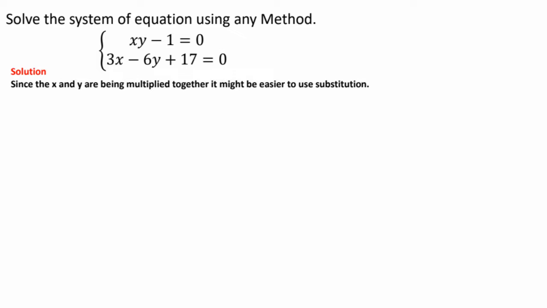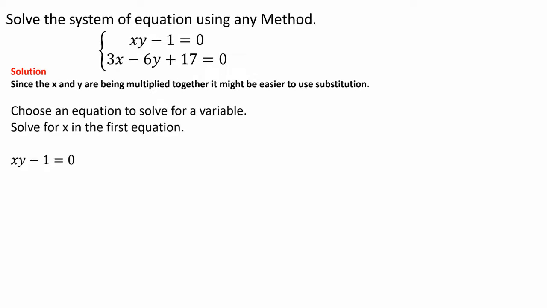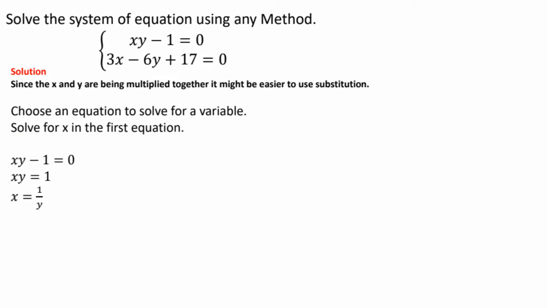Let's do something different. I'm going to take xy minus 1 equals 0 and solve for x. If I do that, I have x equals 1 over y. Hopefully we see it's a linear equation, right? So let's go ahead and substitute it into the second equation, 3x minus 6y plus 17 equals 0.